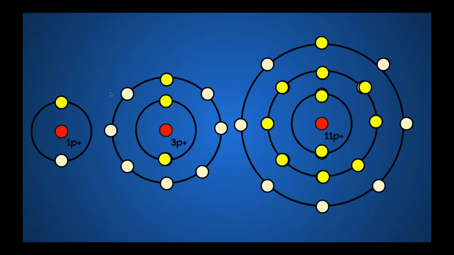Hopefully you noticed that they each have just 1 on the outer shell. That outer shell is what's called the valence electrons. So the electrons in the outermost shell are the valence electrons. So each of these elements has 1 valence electron.